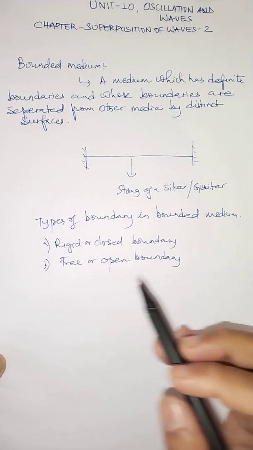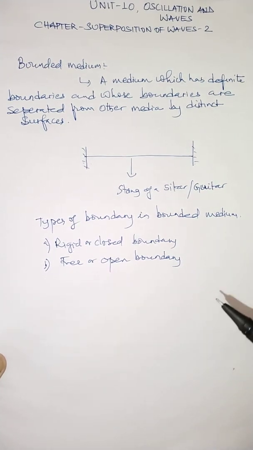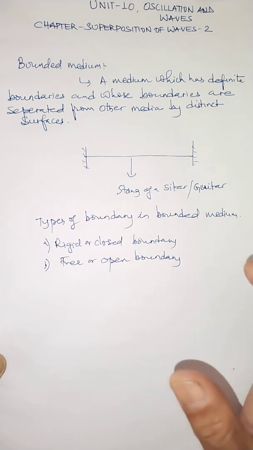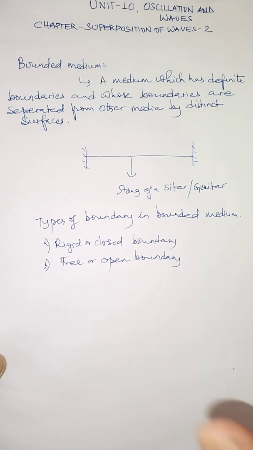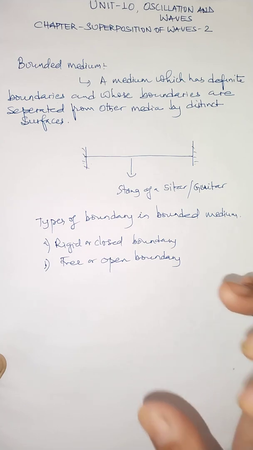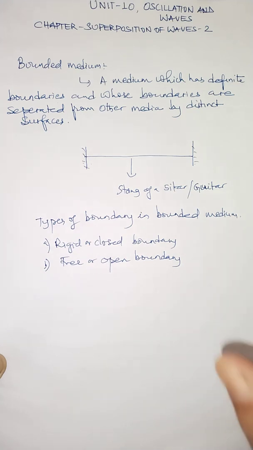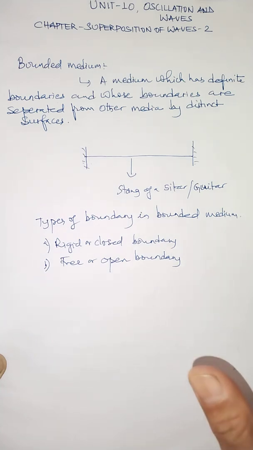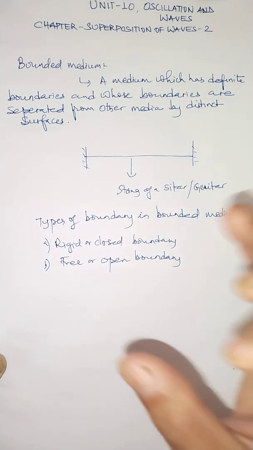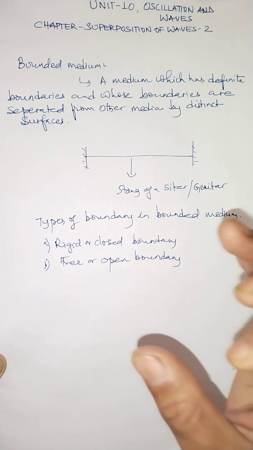For a free or open boundary, if you take the closed end of a tube of an air column, that closed end is usually a rigid boundary, while its open end is free. So the tube of an air column has a closed end which is a rigid boundary, whereas the open end is free. That's why this air column has two boundaries, one rigid or closed boundary, and one free or open boundary.